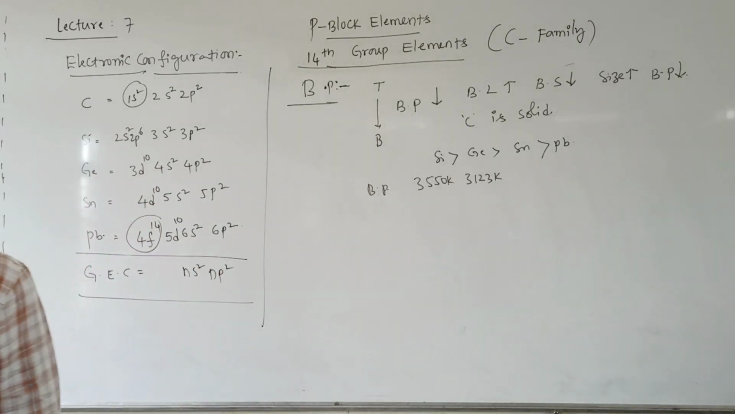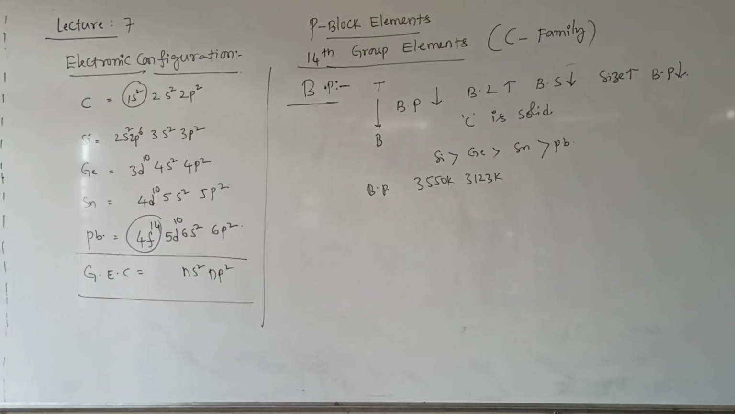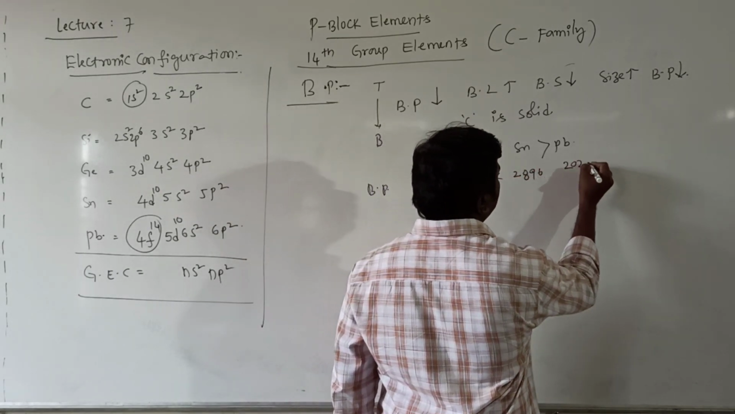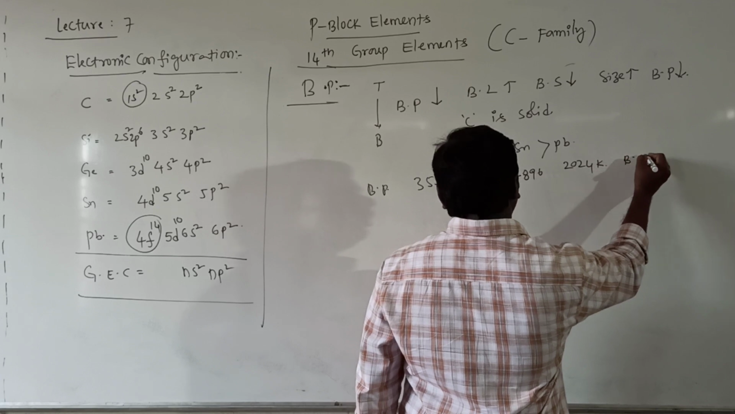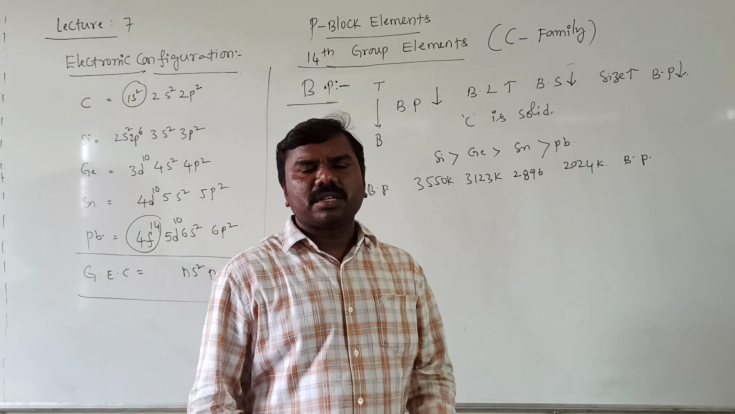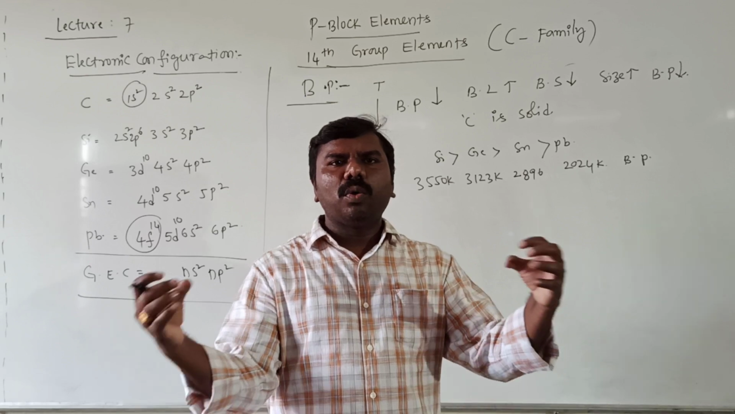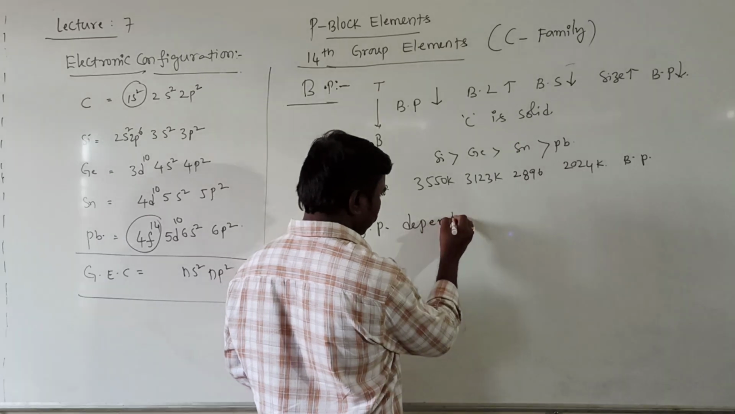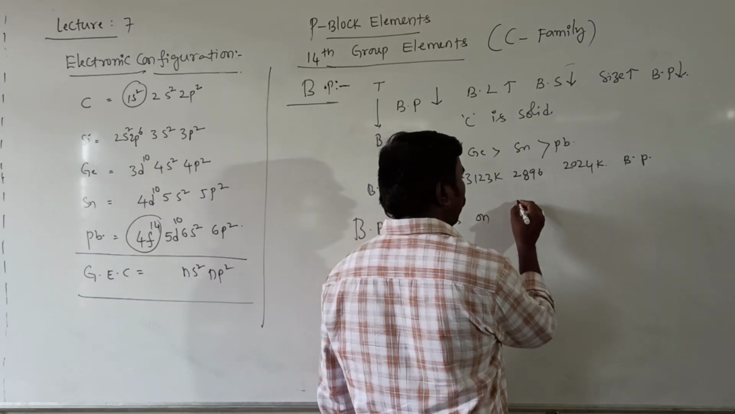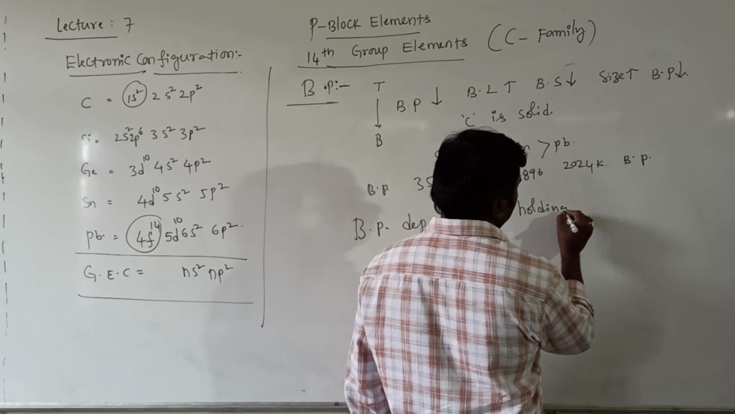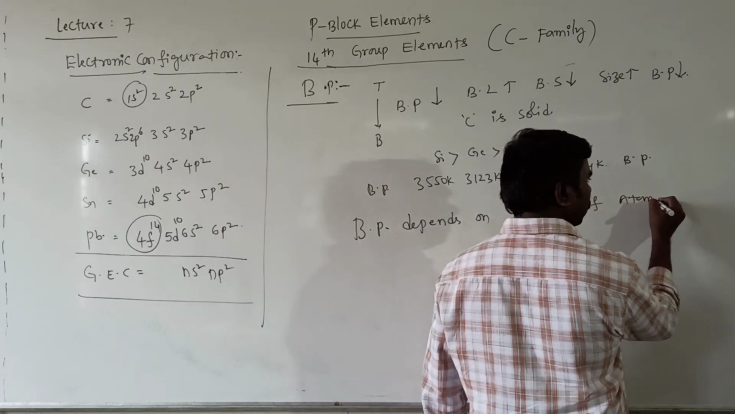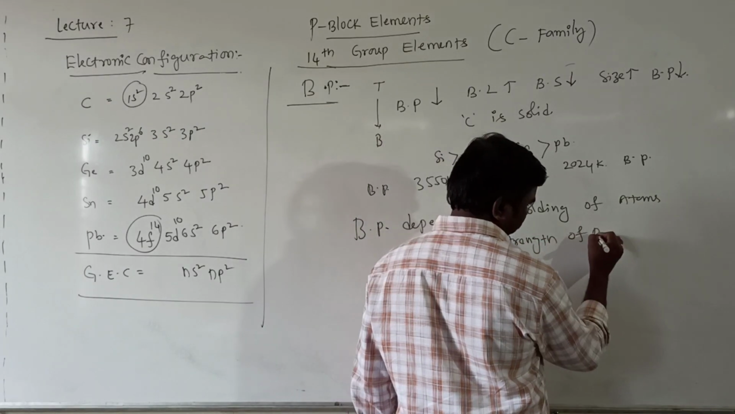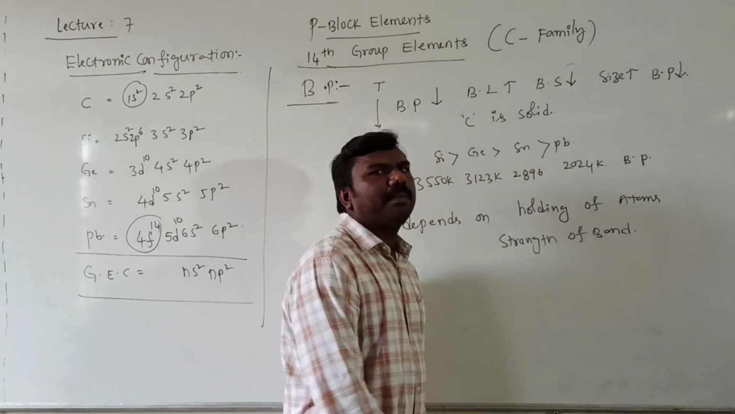Boiling point order I am writing. So for tin, 2896, lead 2024 Kelvins. Boiling point order depends upon size and holding capacity of atoms and strength of bond. This is the reason for boiling points.